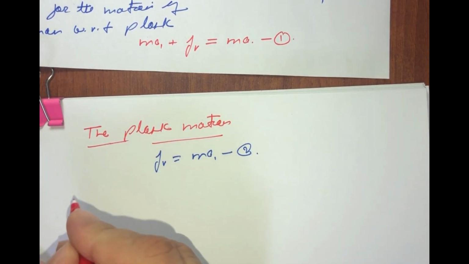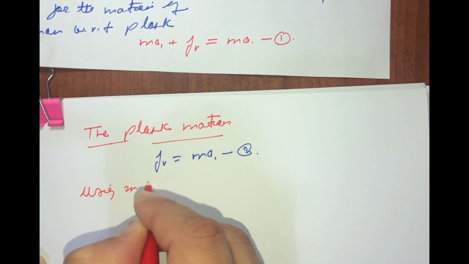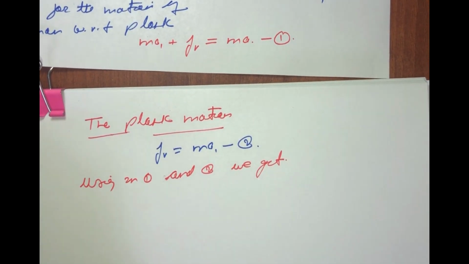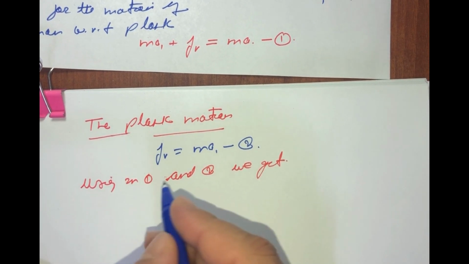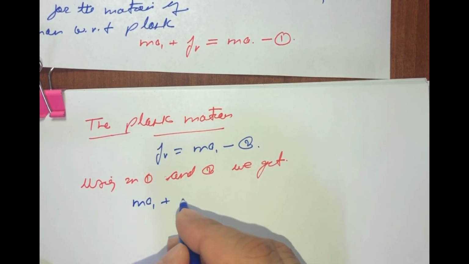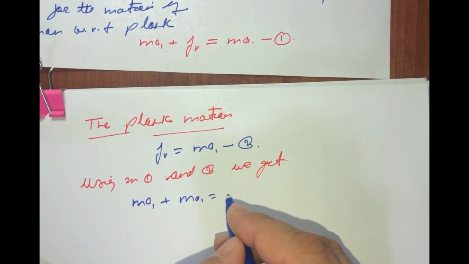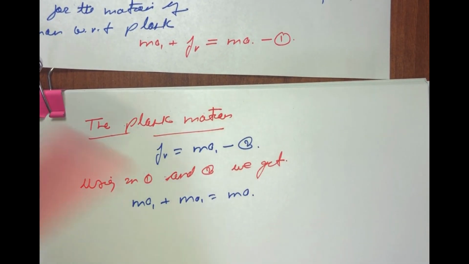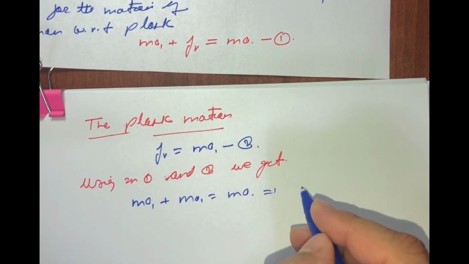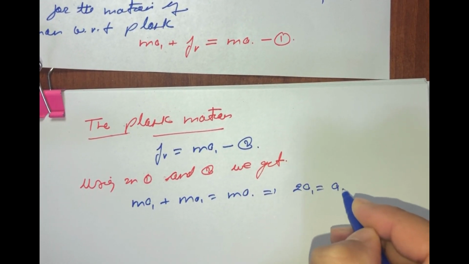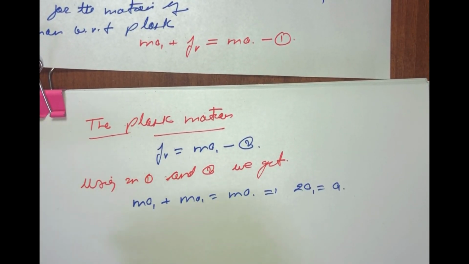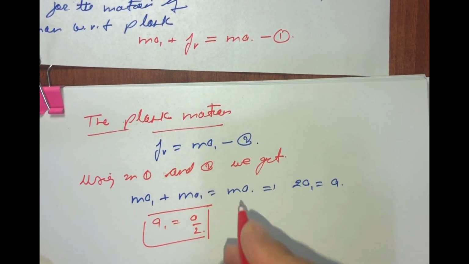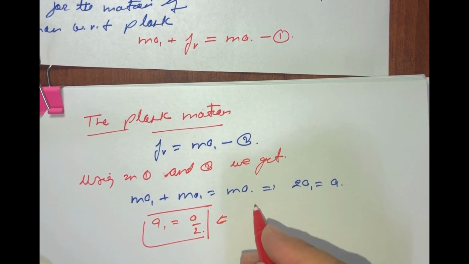Now using equations 1 and 2, we get m a1 plus m a1 is equal to m a. Or from here we can say that twice A1 is equal to a, or we can say A1 is equal to a by 2. So this is the acceleration of the plank.